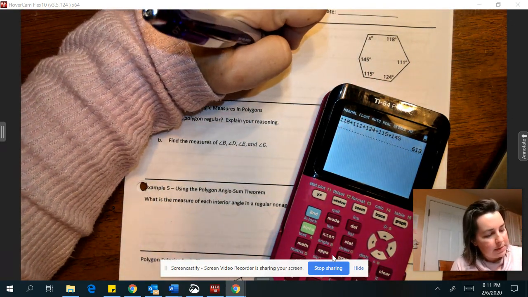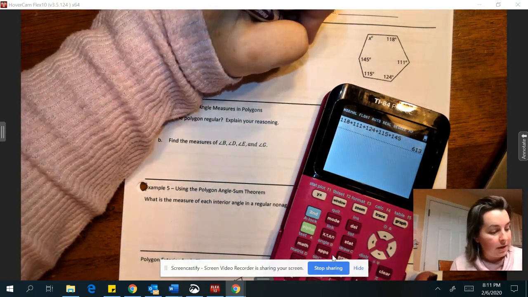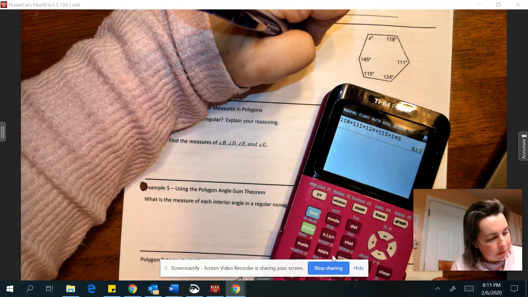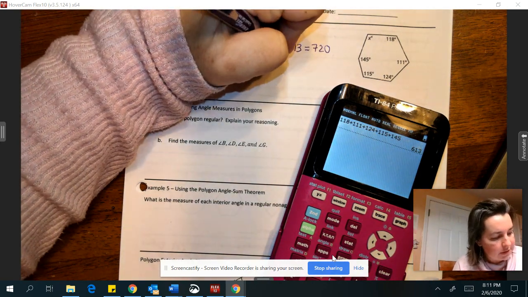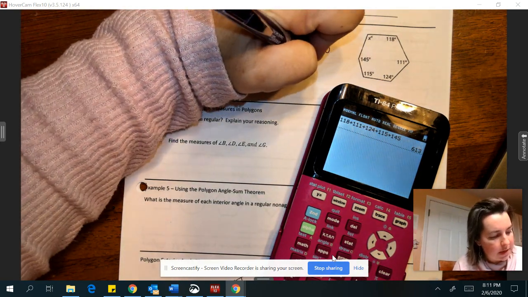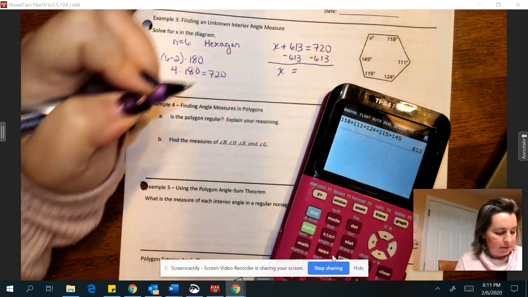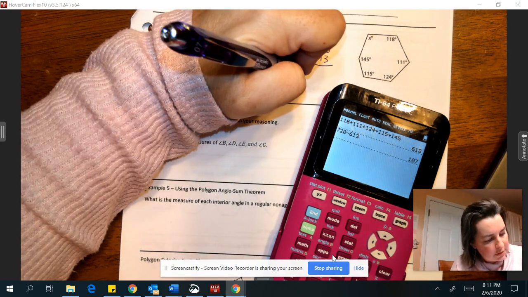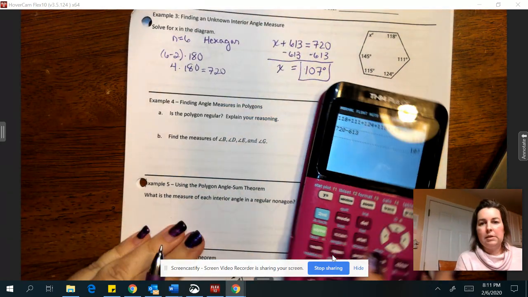So we've got x plus 613 would be all the angles on the inside of our hexagon, and it needs to add up to be 720. So you would just subtract 613 from both sides and get x is 107. So that is your answer.